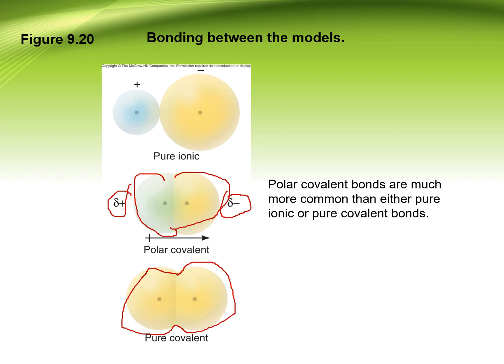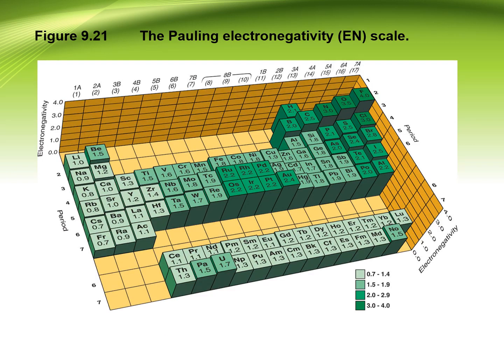Polar covalent bonds are much more common than pure ionic and pure covalent. Here you can see the electronegativity for each element, and the electronegativity varies depending on the position of the element in the periodic table. And you can see the electronegativity decreases down the group, for this group 1, and the electronegativity in this period increases across the period.